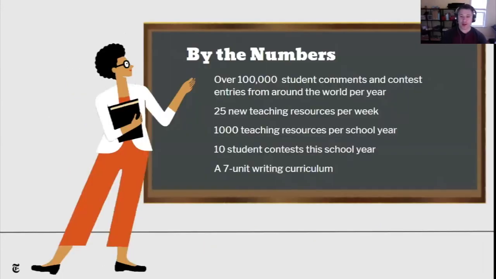So as you can see, the Learning Network has a very wide reach, and there is a lot to do on this site. We have over 100,000 student comments and contest entries around the world every single year. Every week, we come out with 25 new teaching resources. We have 1,000 teaching resources per school year. This year alone, we had 10 student contests, and we also have a 7-unit writing curriculum, something we'll tell you a little bit more about later.